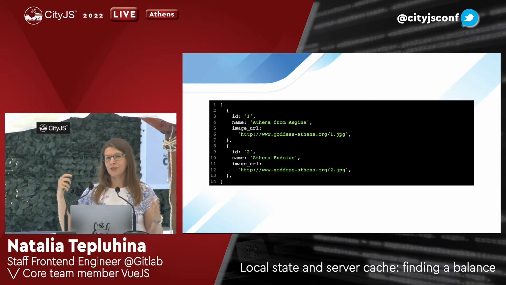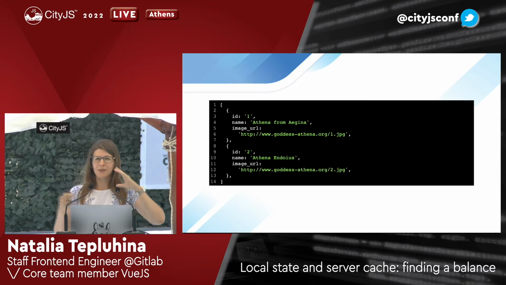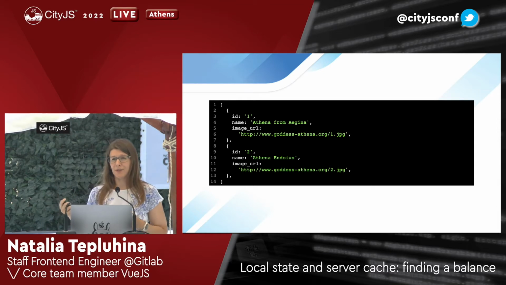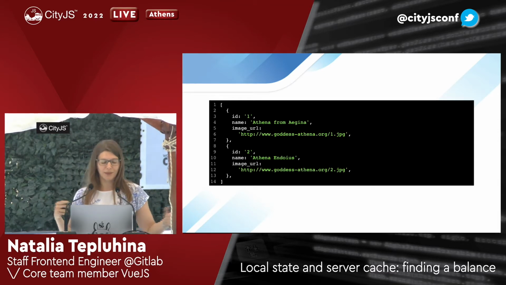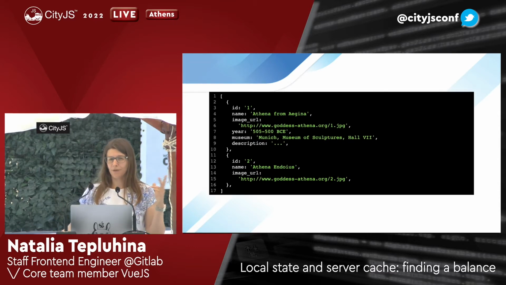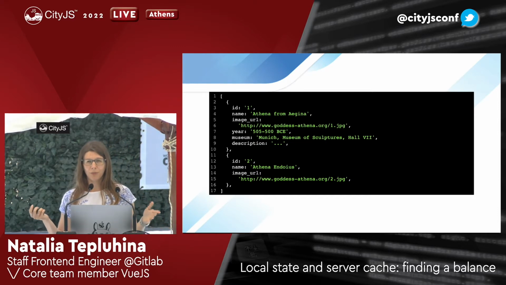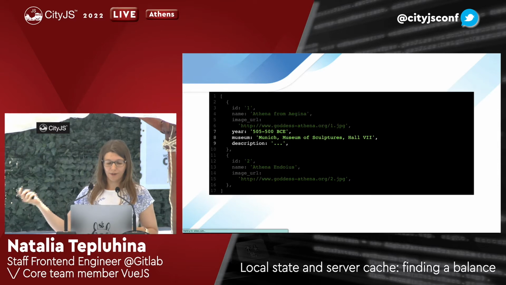And when we fetch a certain character, certain Athena, what we want to do is to extend the object that is already existing in the state. Because next time we go to a certain page, we don't want to fetch anymore. We want to keep it in our state. Just 3 fields: year, museum, description. And obviously, we need also a separate fetch character function, because what if I go to a page of Athena from Aegina first, not having a list of the characters?